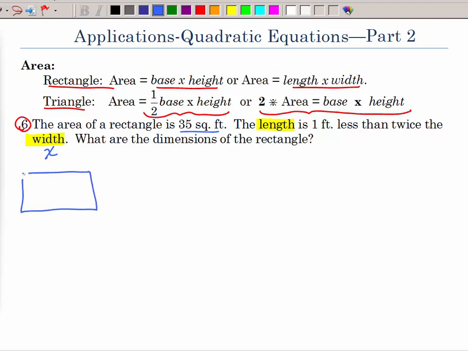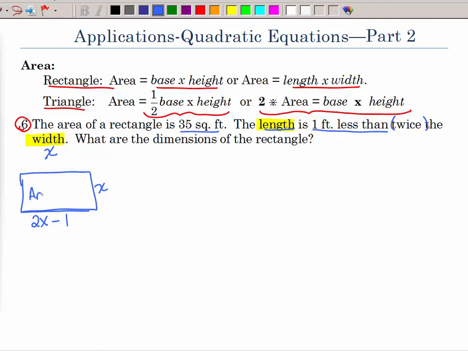So I still need to define my variable, and I'm going to do that by drawing a picture. So that's going to be my width. So this other side is going to be my length, and it says the length is 1 foot less than twice the width. Well, if the width is x, twice that is 2x, and 1 foot less than is you want to subtract 1. Less than, you want to subtract at the end.